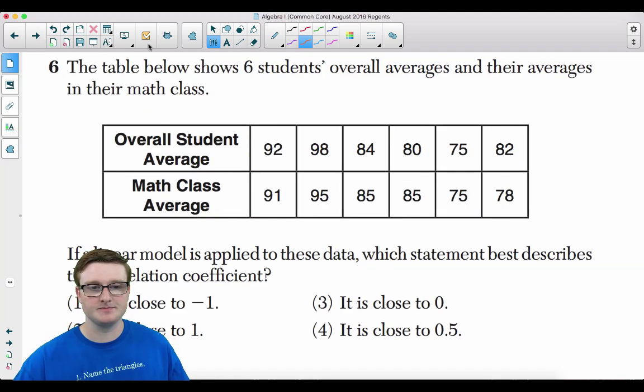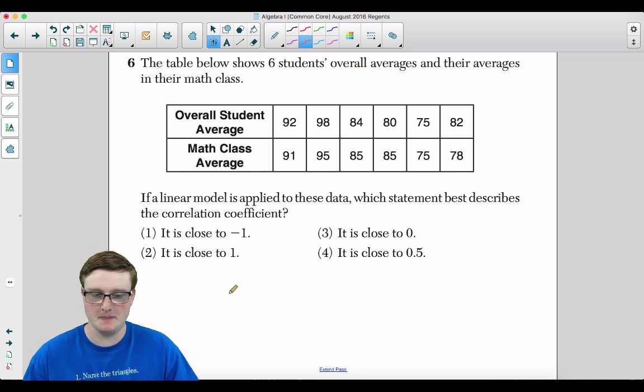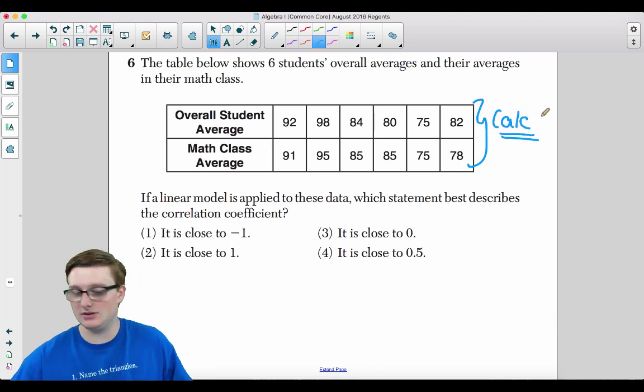All right, number 6. The table below shows 6 students' overall averages and their averages for their math class. If a linear model is applied to these data, which statement best describes the correlation coefficient? Okay, so you need to type this into your calculator. So once again, I use the TI Inspire.